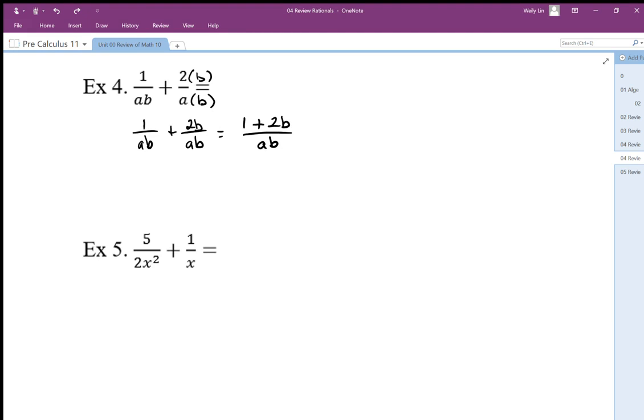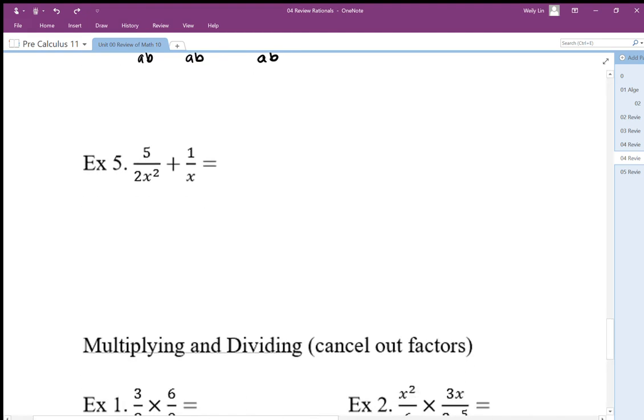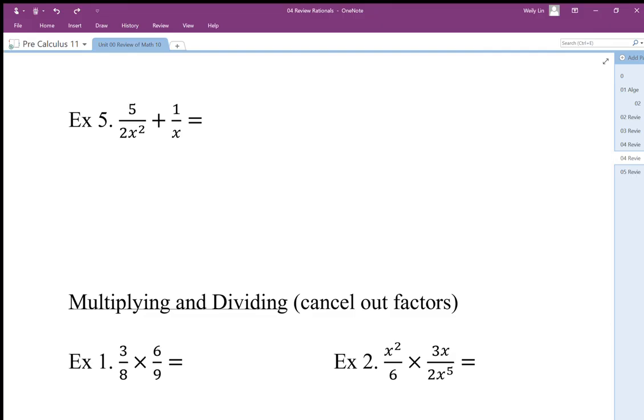So looking at example 5 here, we can see that this has a factor of x, this has a factor of x. What's missing from the right hand side is that they're missing a factor of 2 and another x. And so I'm just going to put the 2 and the x in the denominator, make sure I balance the numerator. I now have a balanced fraction.